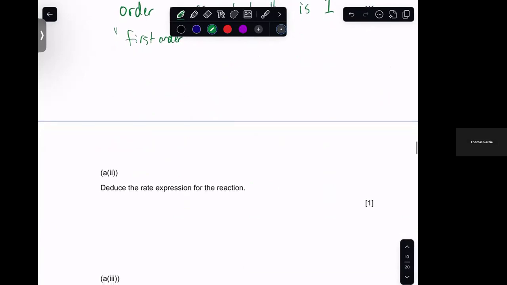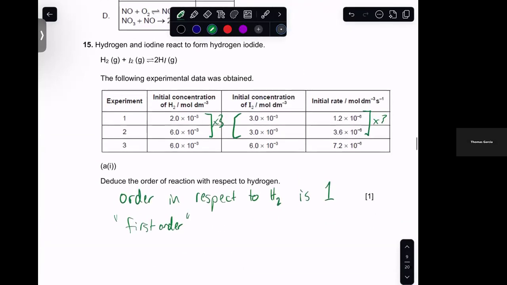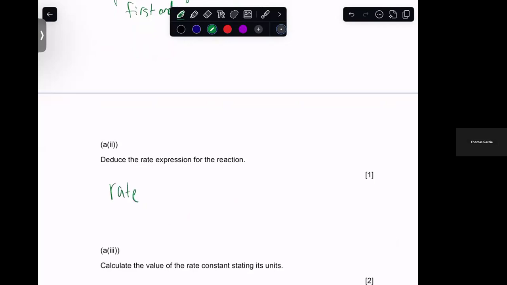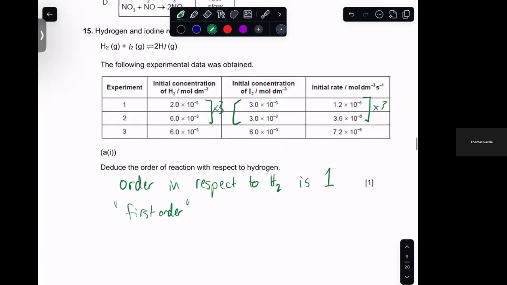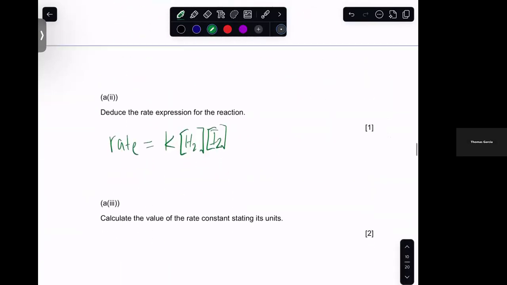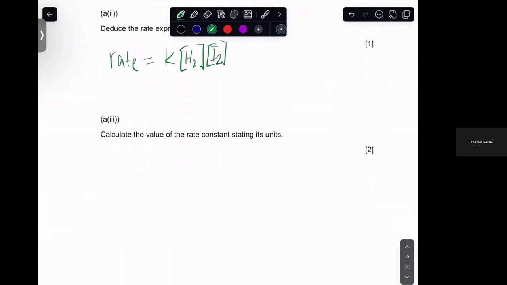All right, deduce the rate expression for the reaction. Well, that one's not too bad. We just go rate equals K, and we know that it's first order with respect to hydrogen, but also there's a coefficient of 1. It should be first order with respect to iodine, but also there's a coefficient of 1. But we can just confirm it if we really want to. Confirming it, we have times 2. Times 2. Yeah, it's still first order. It makes sense.